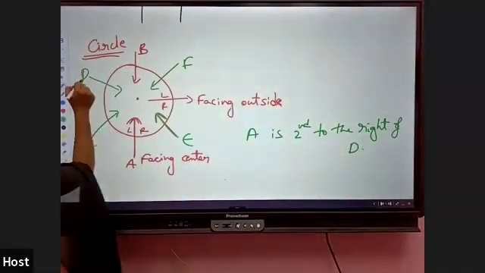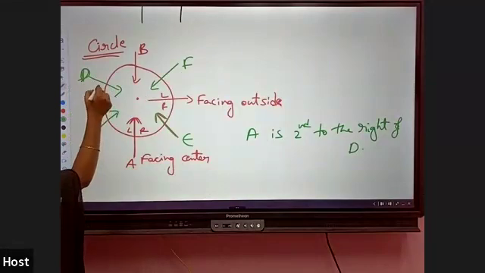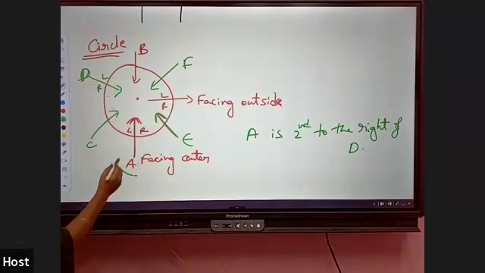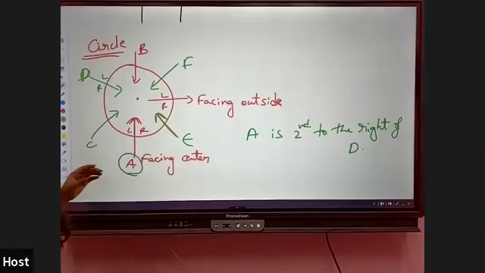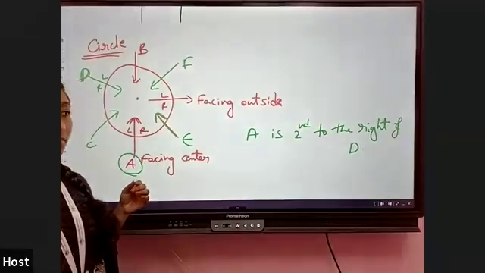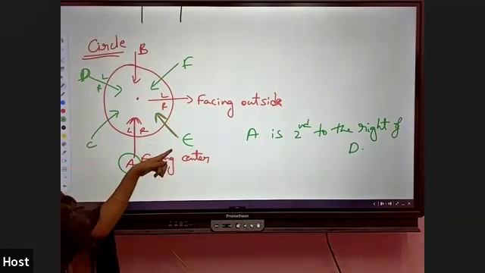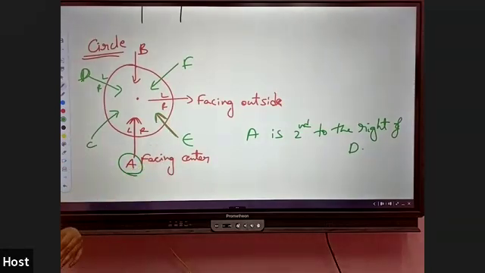So here D is there, and this is the right position. Second right means first right, second right. So A is there. So who is sitting between F and A? E. Questions and statements like these will be asked in this topic. Next.